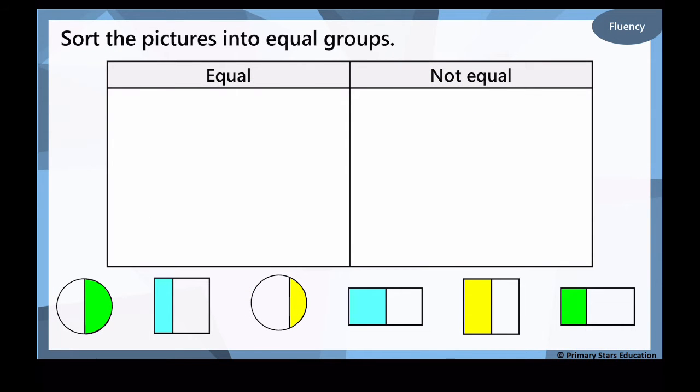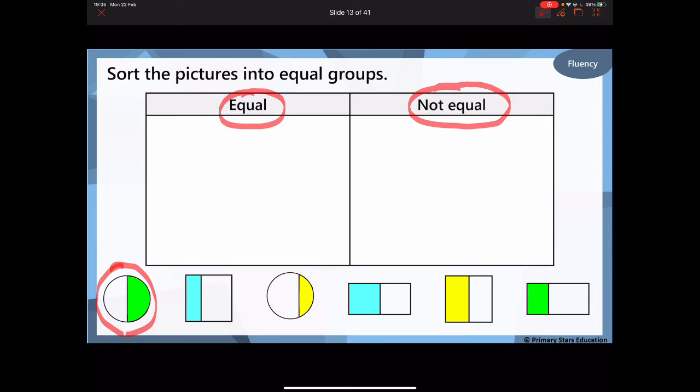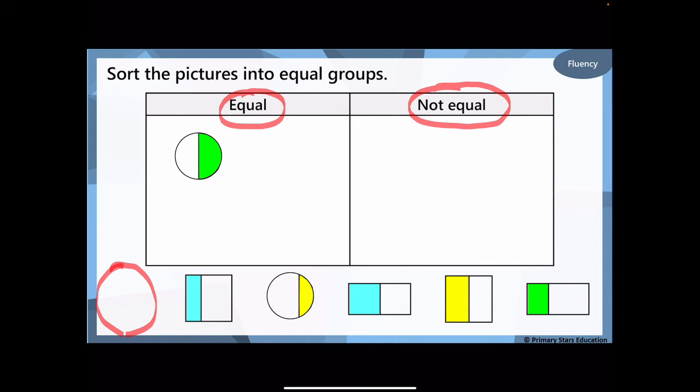Look at these pictures on the bottom row. Let's sort the pictures into equal groups. On this side of the table, we're going to put the shapes that have equal parts. On this side of the table, we're going to sort the shapes that have unequal parts. Look at this shape here. Does this shape show equal or unequal parts? It shows equal parts.